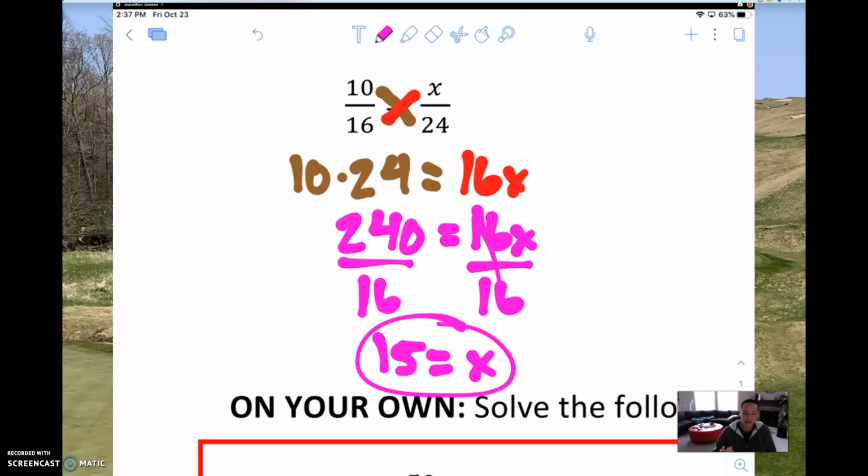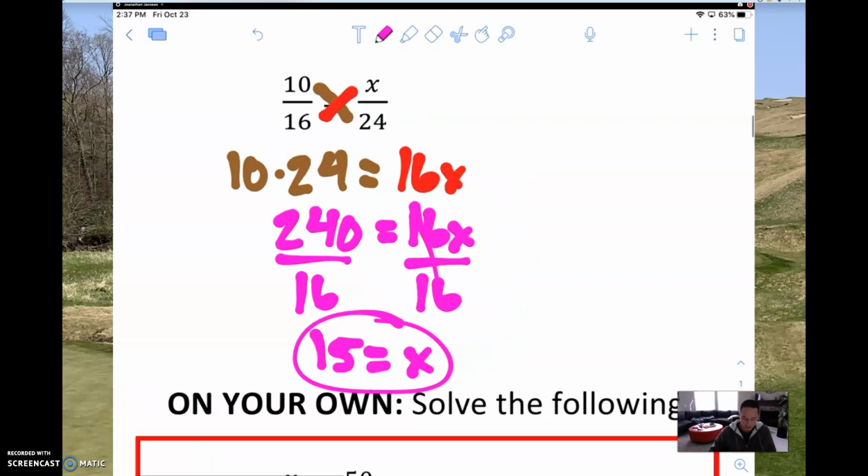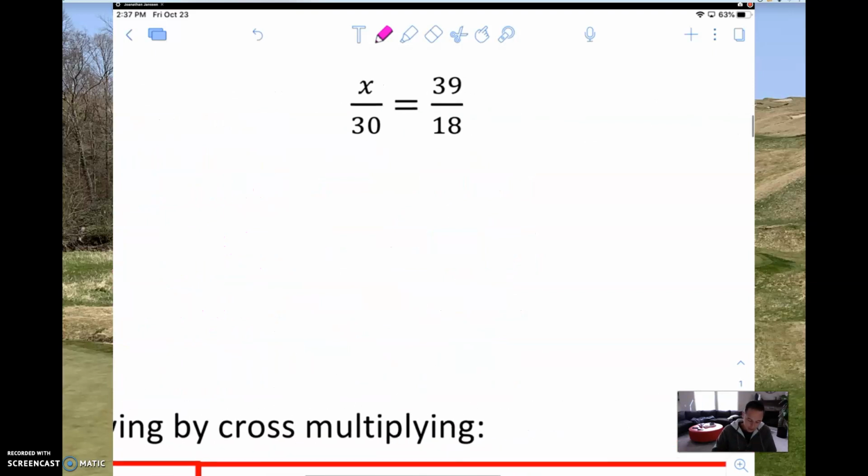So that's the method called cross multiplication. You are diagonally multiplying across that equal sign, and then so go diagonal, put an equal sign, diagonal, and then just solve the equation. Let's do another one.